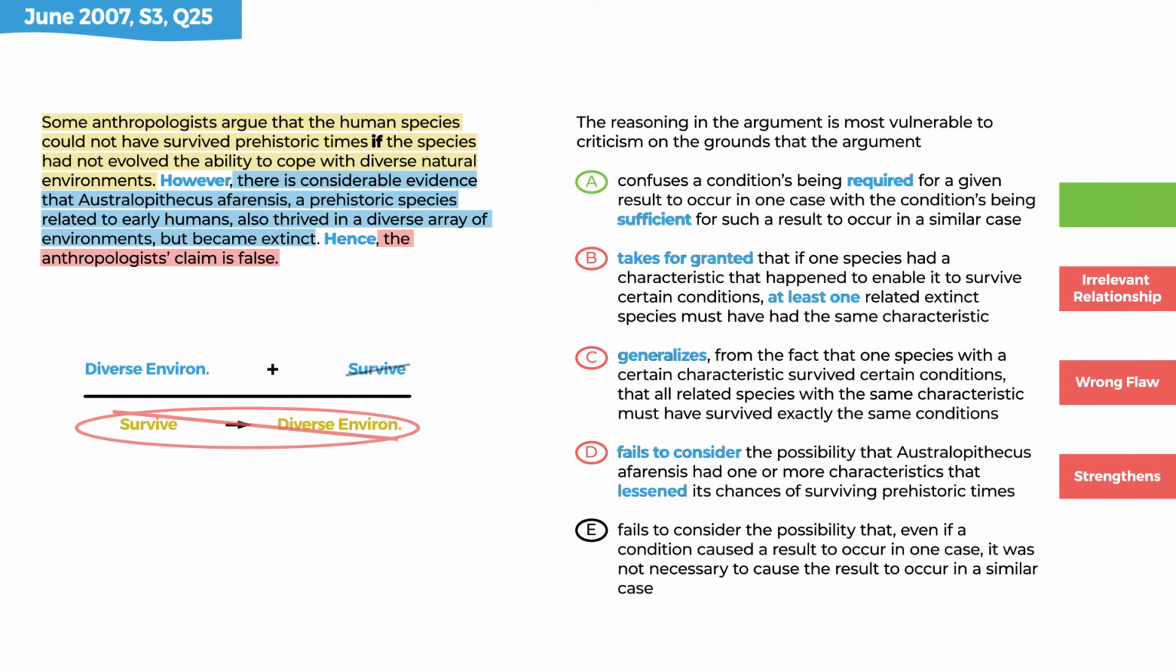Answer choice E says it fails to consider the possibility that even if a condition caused a result to occur in one case, it was not necessary to cause the result to occur in a similar case. Now, the key language here being that it fails to consider, right? So this should present something that would undermine the argument, but a condition caused a result. Nowhere does it say that a condition or coping with diverse environments caused anything to survive, right? So this gets the terms wrong. It's an irrelevant relationship, and we can eliminate answer choice E. And that means that answer choice A is the correct answer.